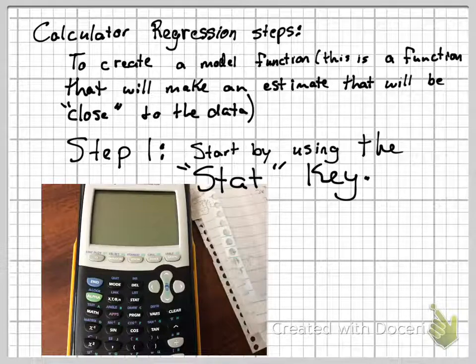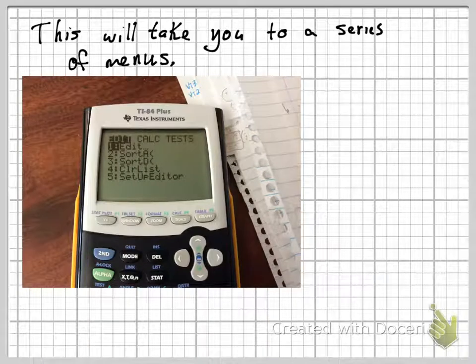So to create a model function, a function that's going to make an estimate that will be fairly close, we're going to start by pressing the stat key. The stat key can be found on the second row, right next to the directional pad, underneath the delete key and next to the variable key. Once you press stat, it's going to take you to a series of menus. We have 3 menus here: edit, calculate, and tests. For this class, we're never going to use the tests submenu. We're going to focus on edit and calculate.